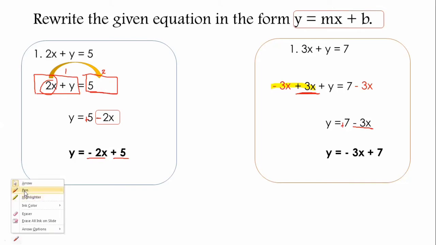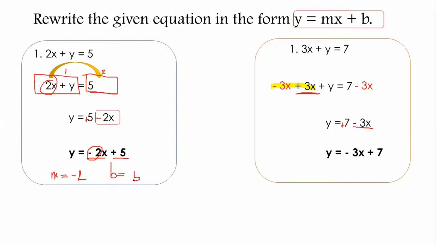Okay, paano naman kapag pinahanap yung value ng m at saka value ng b? So, dito, ang value ng m natin, it's, ayan, kapag sinabi kong value, it's number at saka yung sign niya. Okay, this is negative 2. And ang value ng b mo or the y-intercept is 5. Okay, mas madali maghanap talaga kapag naka-y is equal to mx plus b siya.